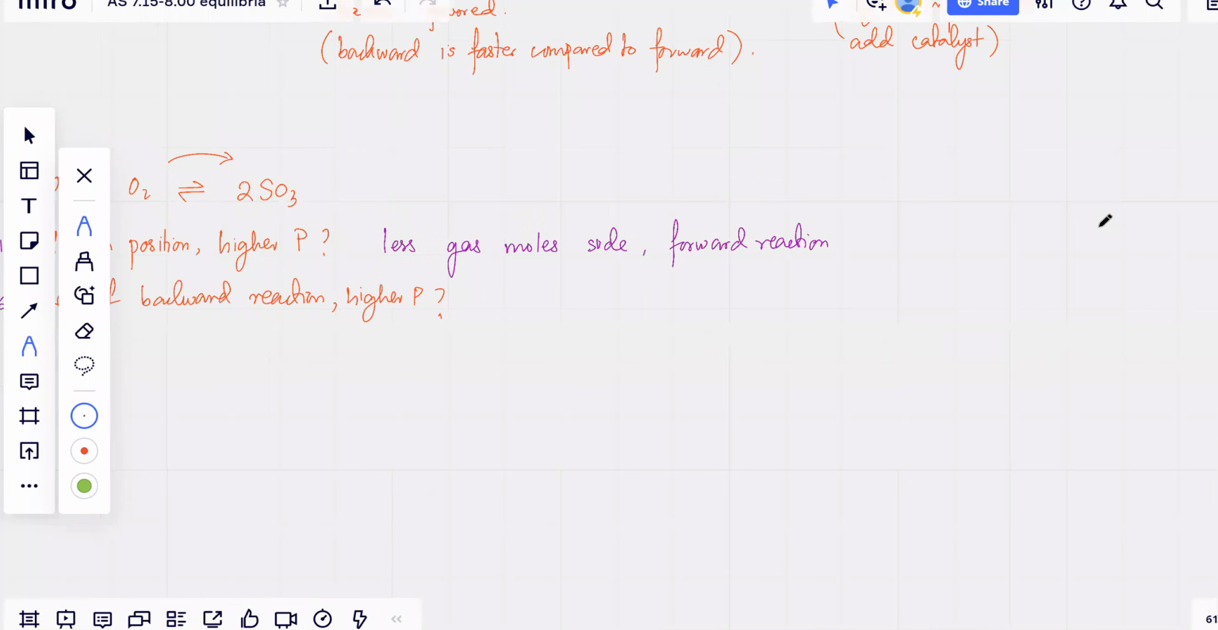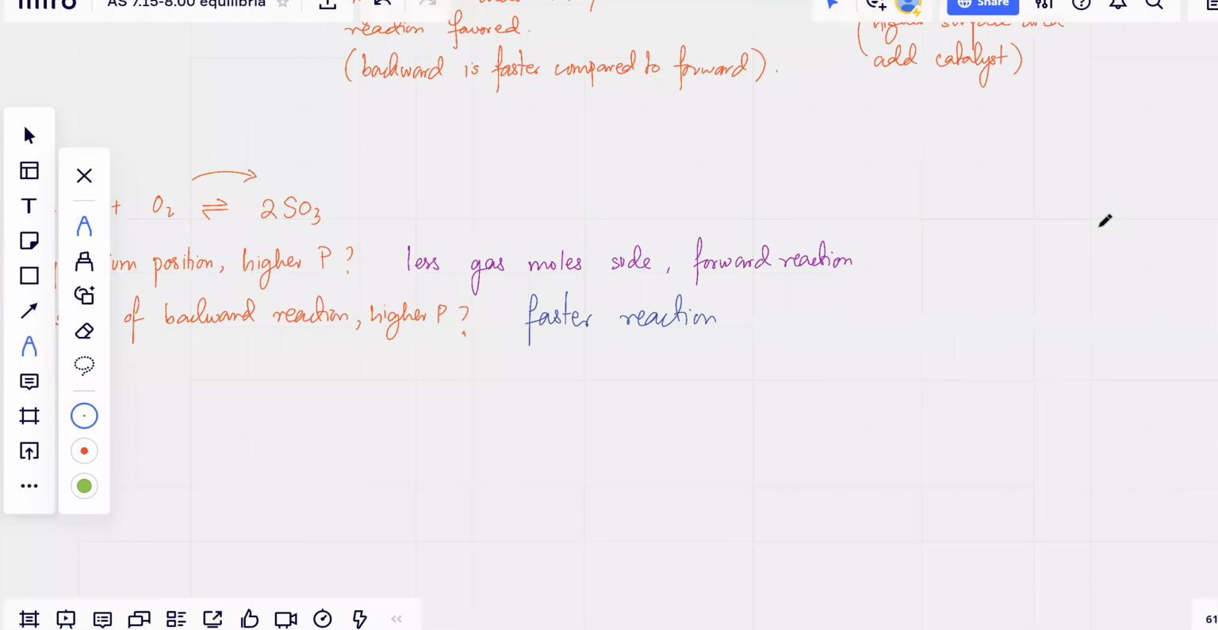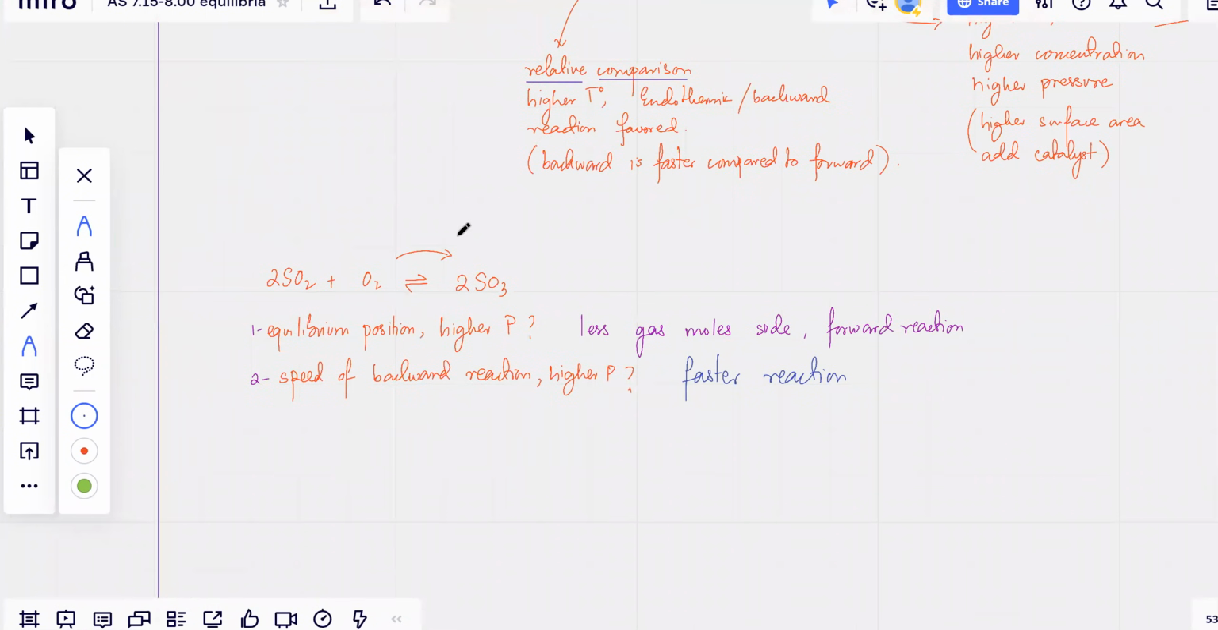Yes, you're going to get a faster reaction. But again, the forward is going to be favored. That means the forward would still be faster compared to the backward. Both of them would speed up. Whenever you take the reaction at higher pressure, the reaction is going to speed up, whether it's the forward or the backward, because you're compressing it, the particles would be closer together, so they're going to bump into each other a lot more. So forward reaction would speed up, and the backward would also speed up. Both of them would speed up.